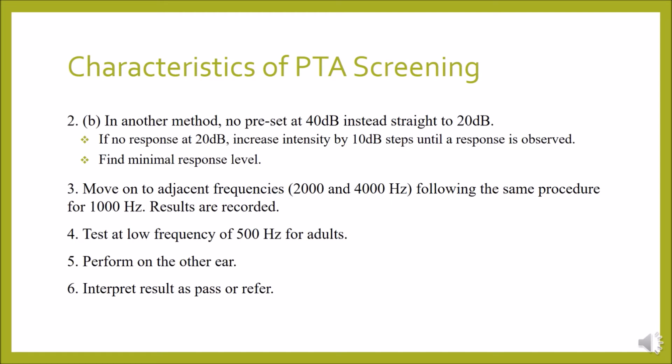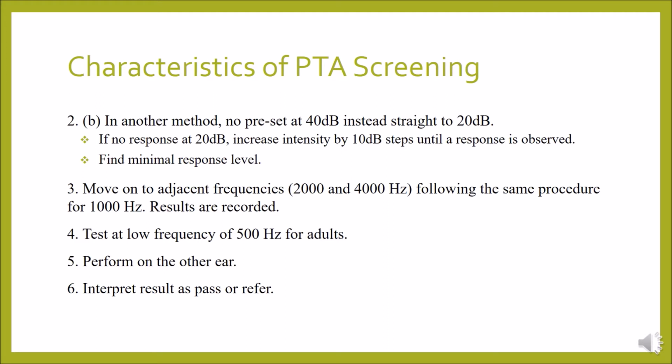There is also another method in which there is no need for conditioning, so straight to testing at 20 dB. If there is no response at 20 dB, increase the intensity by 10 dB steps until a response is observed. If a response is observed at 30 dB, return to the screening level and provide another opportunity at 20 dB. If the child does not respond, the lowest response level is recorded. Then, move on to adjacent frequencies of 2000 and 4000 Hz, following the same procedure as for 1000 Hz. Results are then recorded.